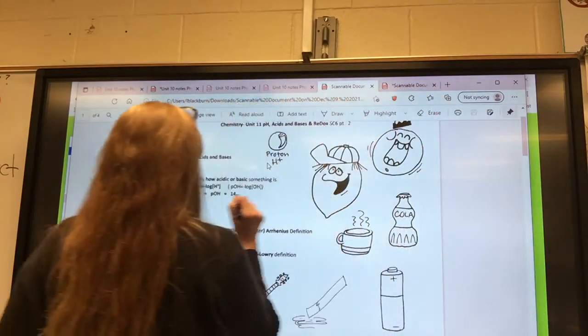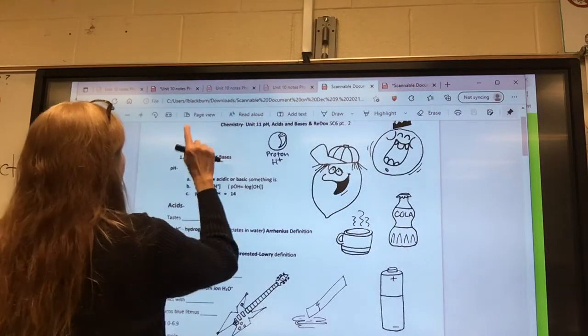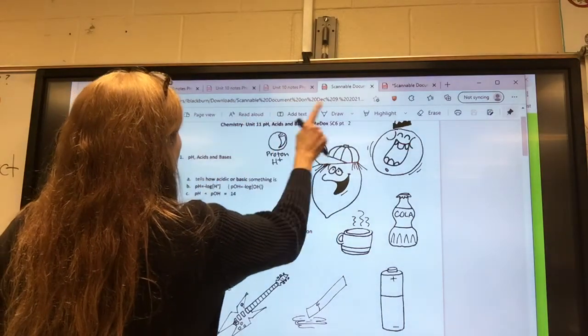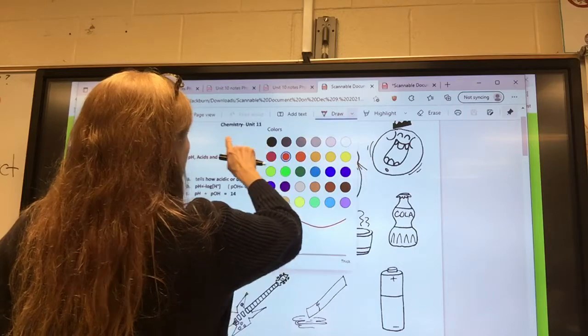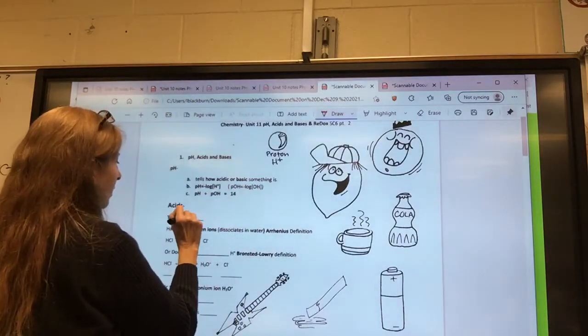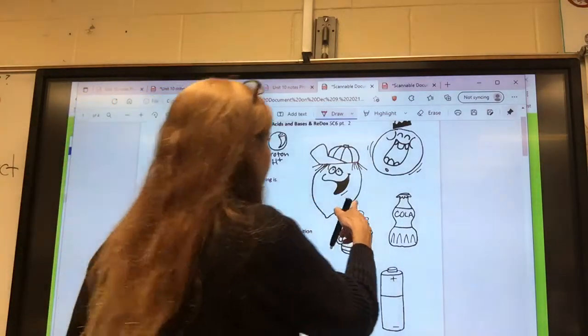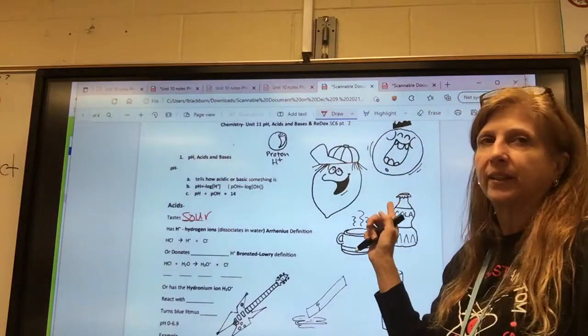Sour. Because a lemon is, oops, I gotta do this again. I gotta pick a color. Okay, they taste sour. So our lemon is an example of something that's acidic.